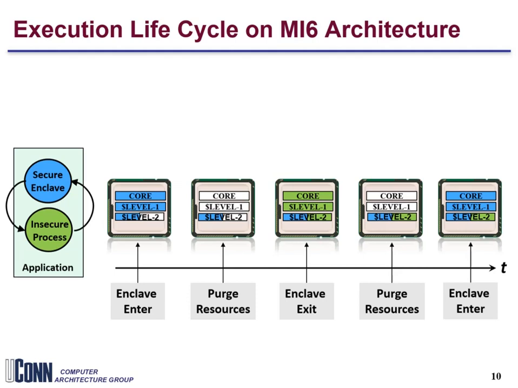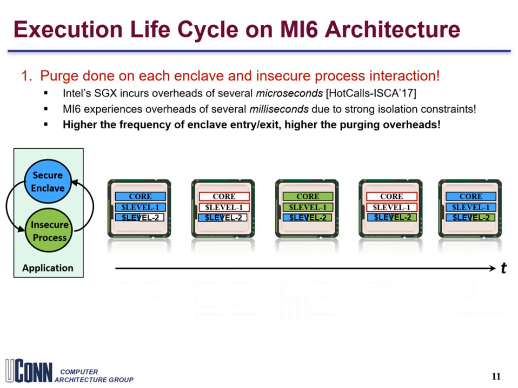However, if we look closely, the purge operation is invoked on every process interaction, which impacts performance. A prior work, Hotcalls, has reported these overheads to be in several microseconds for Intel SGX. Moreover, MI6 suffers from several milliseconds of overhead in this case due to the purging operations to ensure strong isolation. Furthermore, these purging overheads are expected to stack up and rise as the frequency of interactions between the enclave and the insecure process increases. Indeed, the higher the interactions, the higher the enclave entries and exits, and naturally, MI6 will suffer from higher purging overheads.